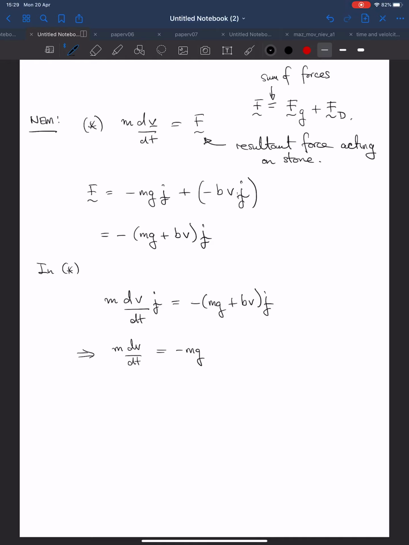And this is our differential equation for v. So this is a differential equation for v, and you have plenty of experience at solving these. Of course, you can see it's separable. You can also see that if you're proficient with integrating factors, you can dive right in and solve this.